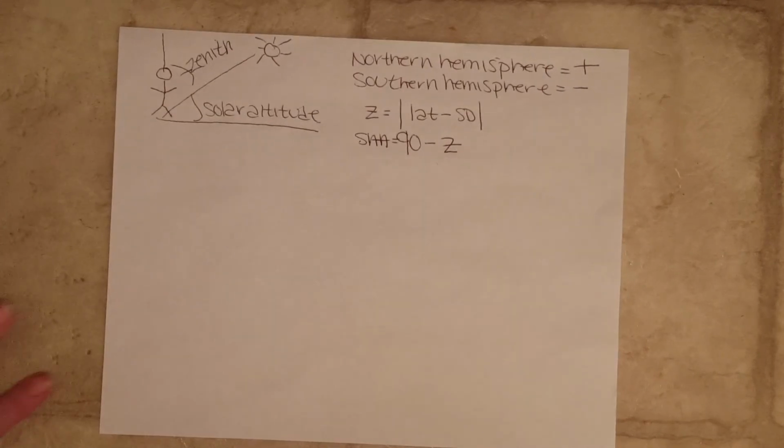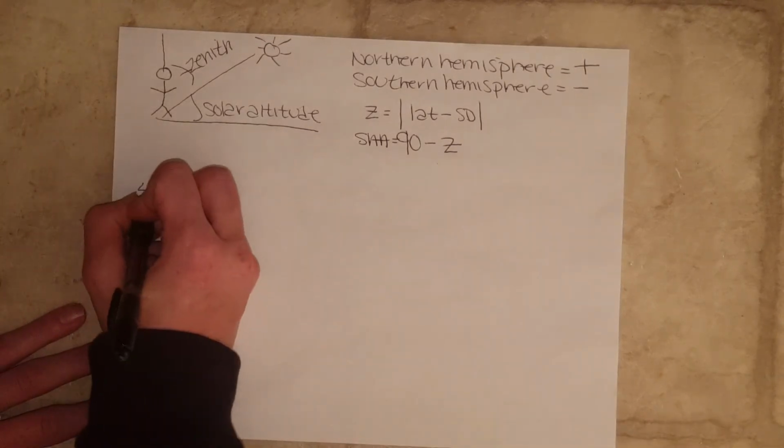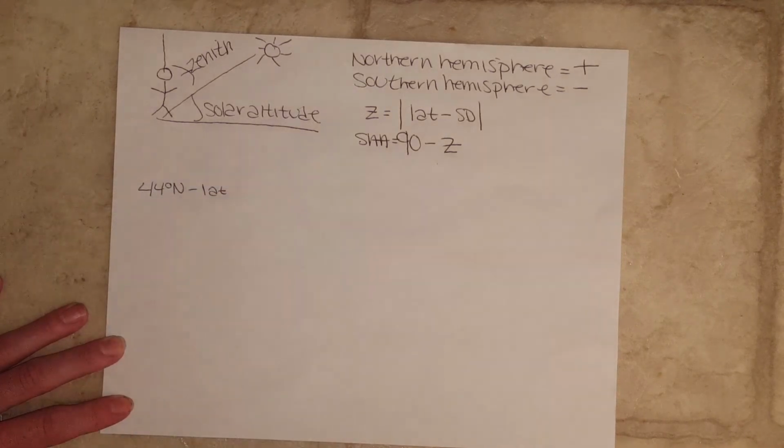So the example we're going to calculate here, and again, this is part 3 of your homework, so make sure you're calculating both zenith and solar altitude, is we will do 44 degrees north, which some of you are going to recognize that's roughly where Milwaukee sits.